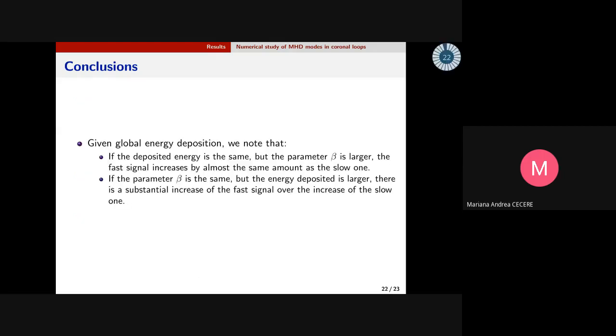Finally, given global energy deposition, we note that if the deposited energy is the same, but the parameter beta is larger, the fast signal increases by almost the same amount as the slow one. If the parameter beta is the same, but the energy deposited is larger, there is a substantial increase of the fast signal over the increase of the slow one.